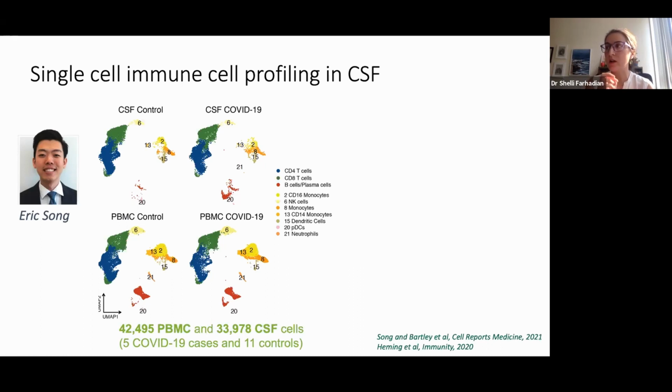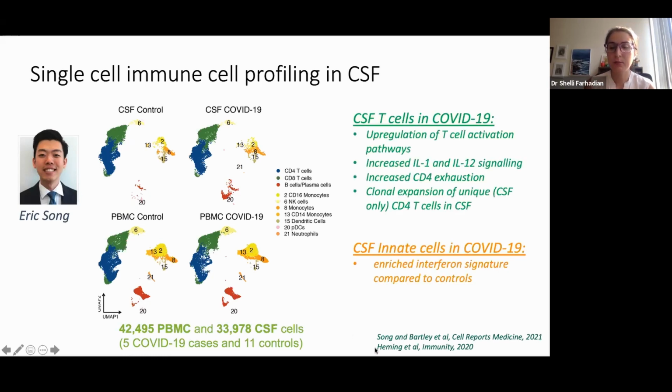So once we identified the different immune cell types that were present, we next asked whether there were gene expression signatures that were found differently within immune cell populations in the CSF compared to the blood of COVID-19 patients. And I should say that at the same time, a separate group led by Hemming et al. performed a similar study, and taken together, our results found that when we look at gene expression in T cells of the CSF in patients with COVID-19, we find upregulation of T cell activation pathways, increased IL-1 and IL-12 signaling, increased CD4 T cell exhaustion, as well as a clonal expansion of unique CD4 T cells that are expanded in the CSF and not in the blood.